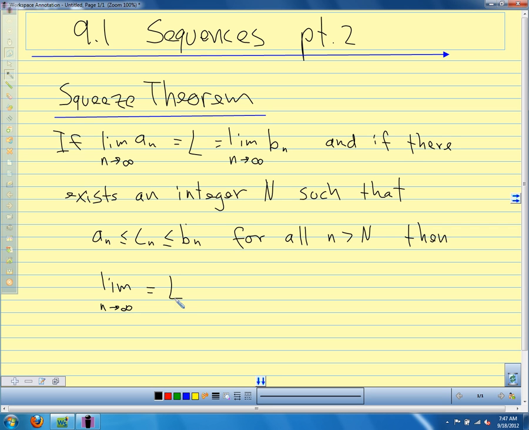So we know that the limit of the A sub n and B sub n are L, and if we have a third sequence that eventually is between the nth terms of each of these sequences, then the limit, I forgot my C here, the limit of the C sub n of the C sequence is also L. So the limit of the C sequence is just squeezed between the other two.